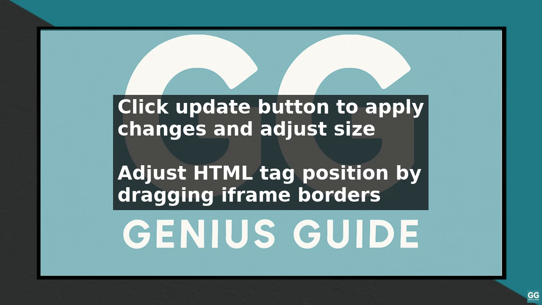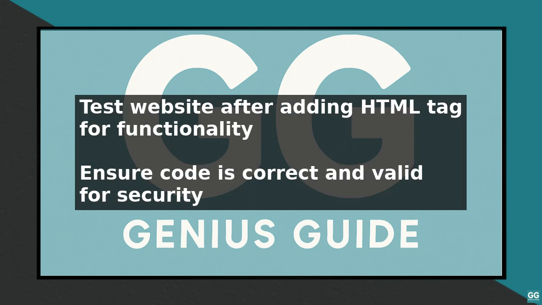Best practices for adding HTML tags to a Wix website include making sure the code is correct and valid and testing the website after adding the tag. You should also be cautious when adding HTML tags to your website, as they can potentially cause issues with the website's functionality and security. By following these steps and best practices, you can successfully add an HTML tag to your Wix website and enhance its functionality and user experience. Remember to always test your website after making any changes to ensure everything is working as expected.